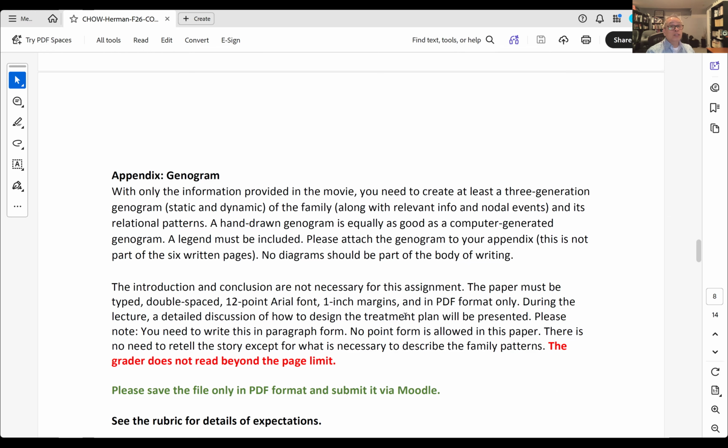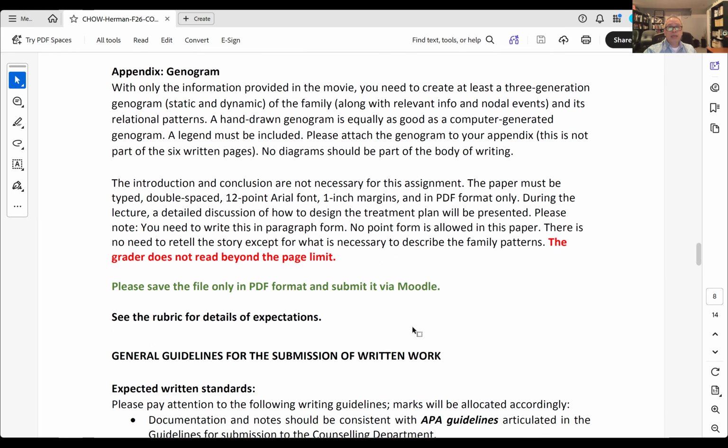Again, introduction and conclusions are not necessary for this assignment. The paper must be typed, double-spaced, 12-point Arial font, 1-inch margins, and again in PDF format only. During one of the lectures, I'm going to go through the treatment plan in greater detail, so please hold on to your questions for now. We'll get back into it. You need to write this in paragraph form, APA style. No point forms are allowed in this paper.